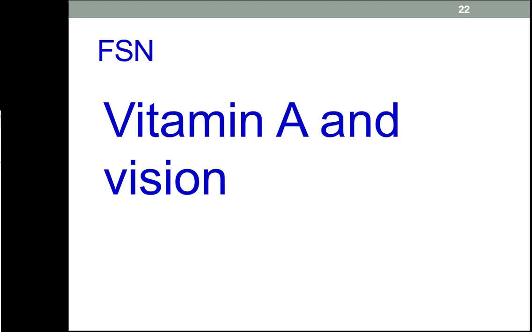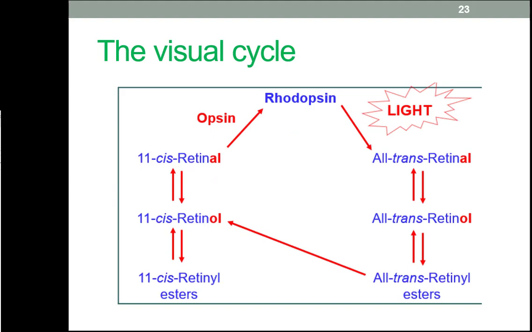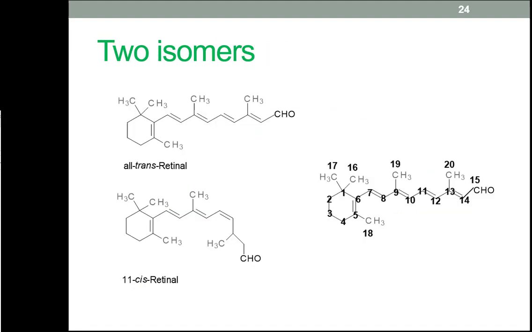Okay, vitamin A and vision, which is one of the key roles of vitamin A. This is the visual cycle. It is a cycle. It involves initially the conversion of the 11-cis isomer of retinal into the all-trans isomer, a process which requires the protein opsin and light. The reaction then reverses and starts again. These are the two retinal isomers. Note the kink in the overall shape produced by the 11-cis bond.